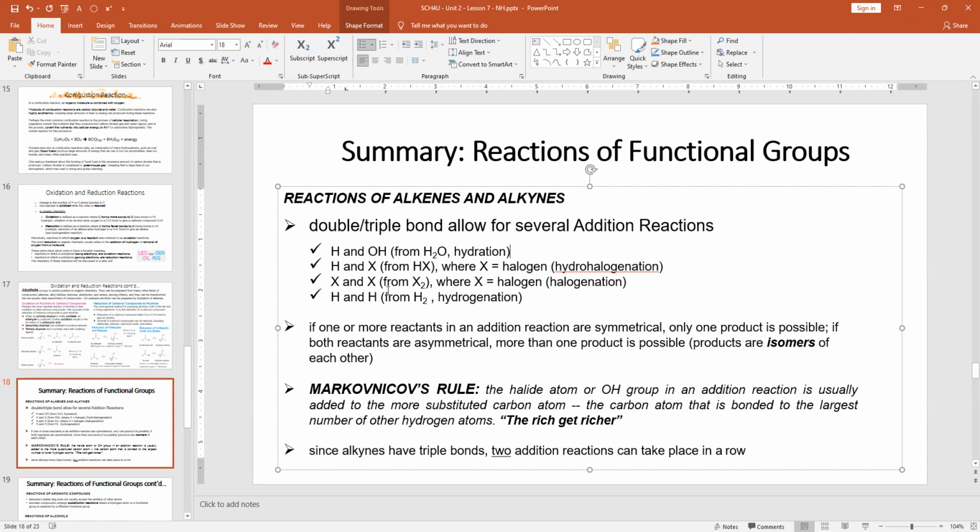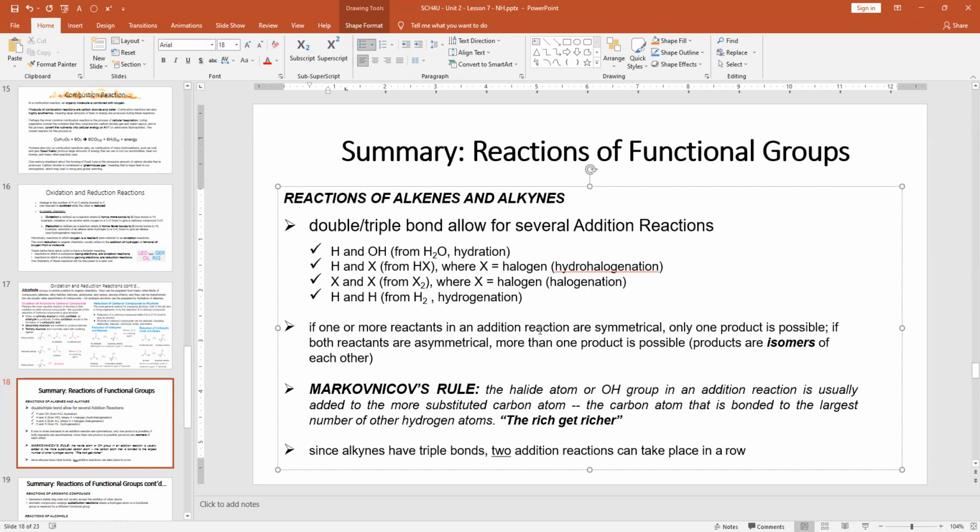You could have the addition of an H and a halogen. Here X is referred to as a halogen. So the halogens are things like chlorine, bromine, fluorine. And this is the hydrohalogenation reaction.